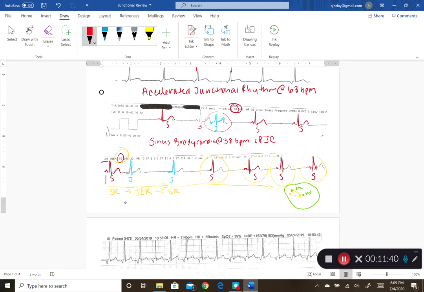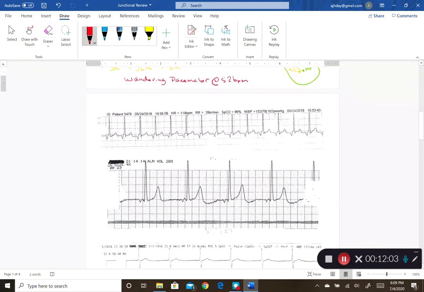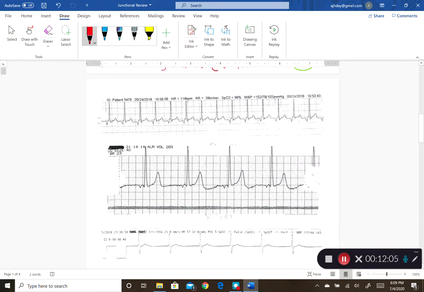And we're just going to call this a wandering pacemaker at 52 beats per minute, because my pacemaker site is wandering. It's wandering between the SA node down to the AV node, and then back up towards the SA node. So that was a little bit of a tricky one.